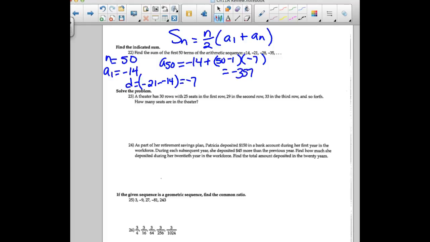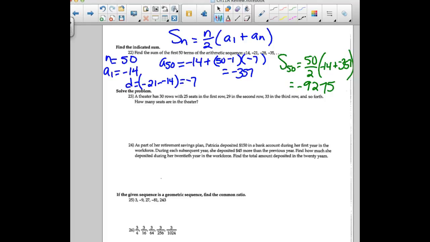And now we can plug that into our formula. So the sum of our 50 numbers, we're going to pair them up. So 50 divided by 2 times the first plus the last. And we should get a sum of -9,275.